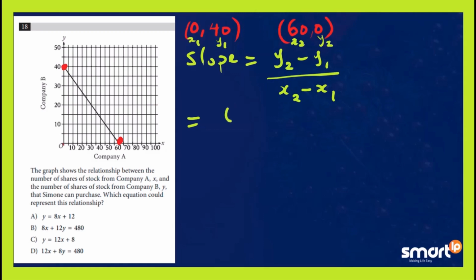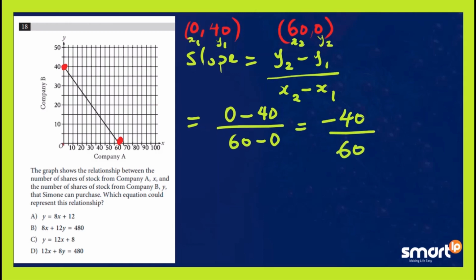y2 is 0, so we have 0 minus y1 is 40, so we have 40, divided by x2 is 60, so we have 60 minus x1 is 0, so we have this 0. And so this equals 0 minus 40, that's minus 40, divided by 60 minus 0, that's 60. Okay, so 0 can cut out 0. Okay, and 2 can go in 4, and 2 can go in 6 to give 3. And so our final answer for this slope is minus 2 over 3.